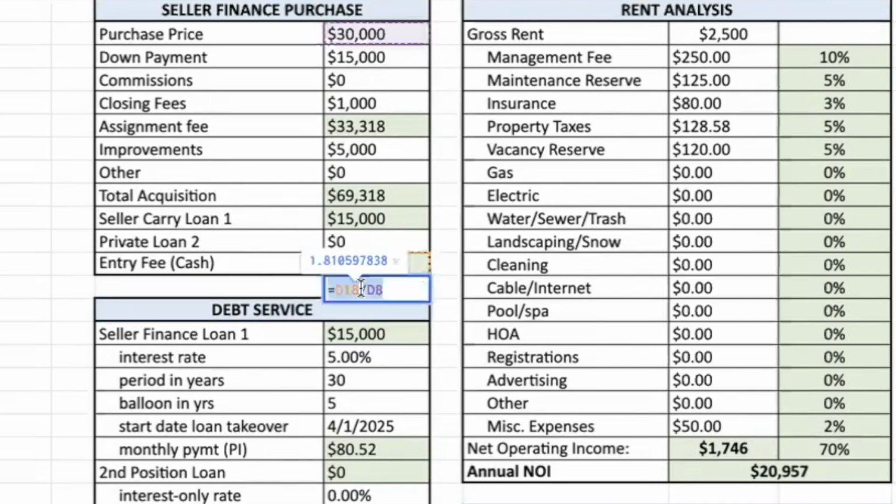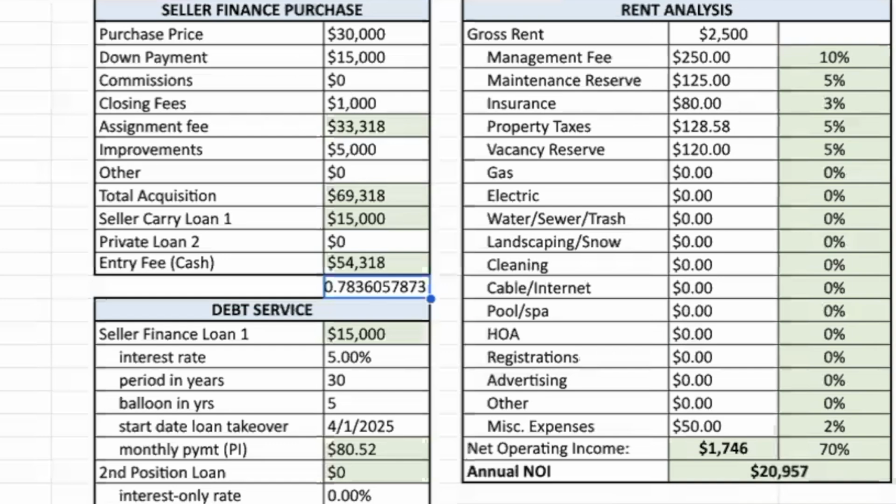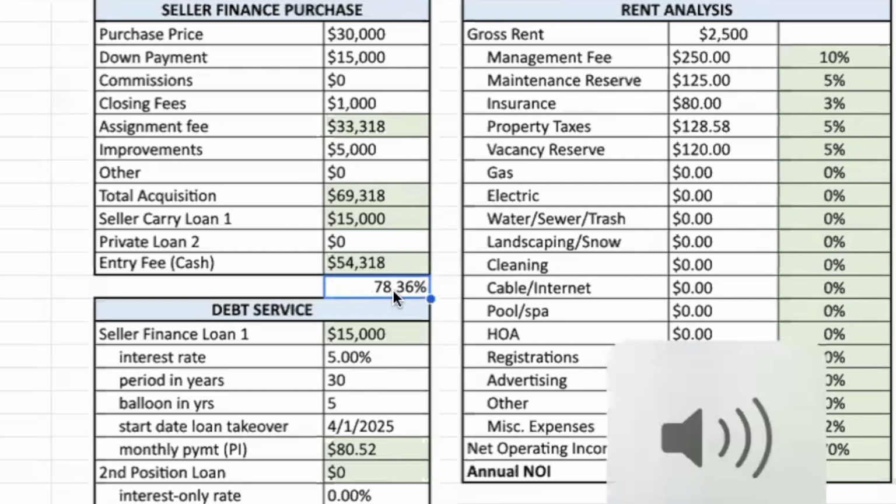No. So you would take your entry fee divided by your total acquisition. Okay, your entry fee divided by your total acquisition, which is here. I accidentally messed up right here. So if we put that into a percentage, that'd be 78%. Obviously it's thrown off because of the assignment fee, but you would look at this and be like, oh yeah, this is not a good deal.